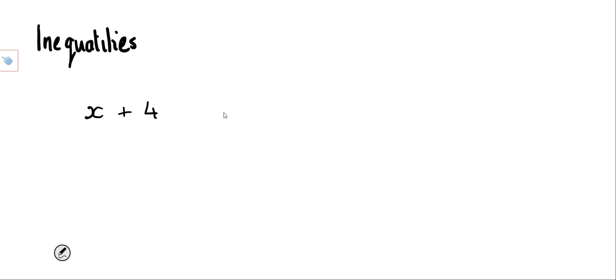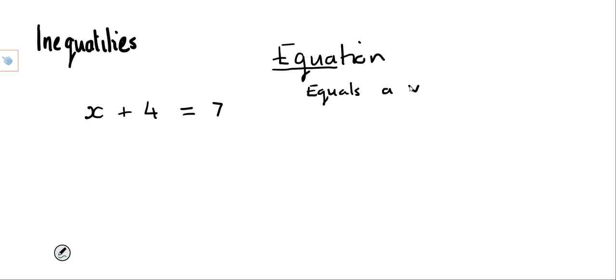Okay. If I said to you x plus 4 equals 7, that turns it into an equation. An equation. I want you to see the word. And you notice how the equation is like saying it equals a value, yeah? Do you see that?